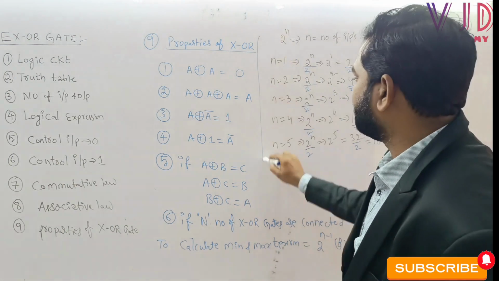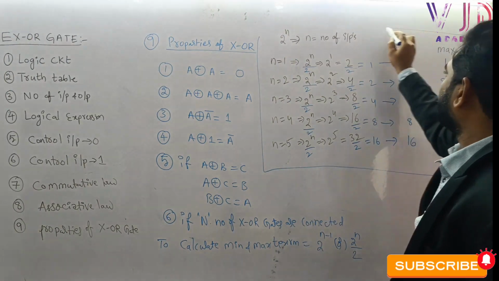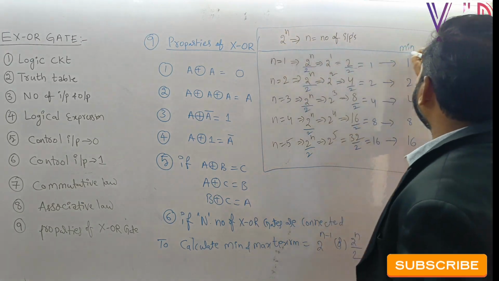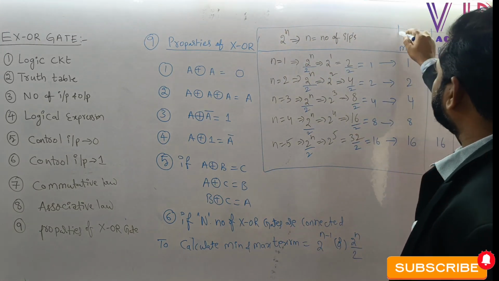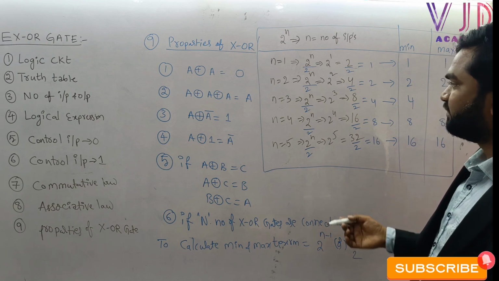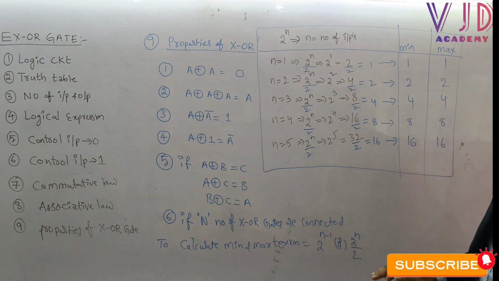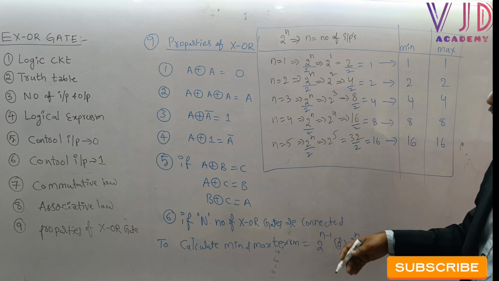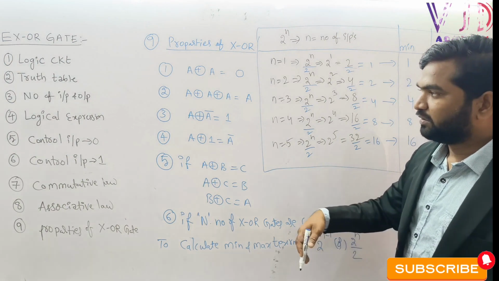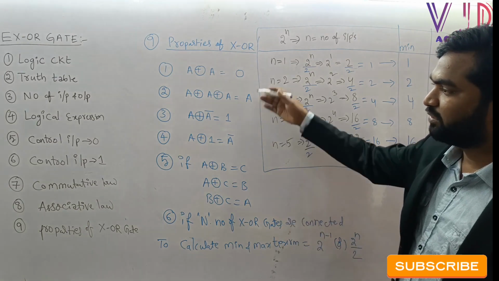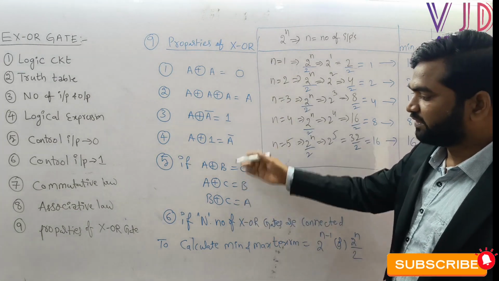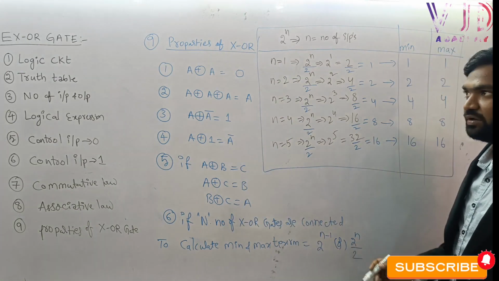This is the thing we need to remember from the competitive exam point of view. Sometimes the question is asked based upon the equation 2 power n by 2. So these are the properties of XOR gates. We just need to remember them to solve more problems in the further classes. We just need to remember these 5 equations, or we can say 6 equations. This is the XOR gate.